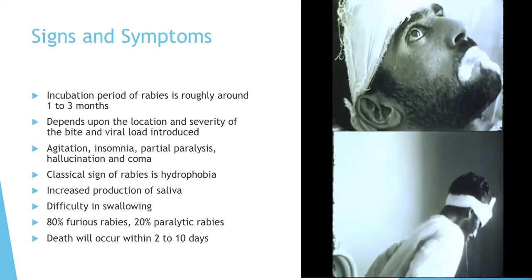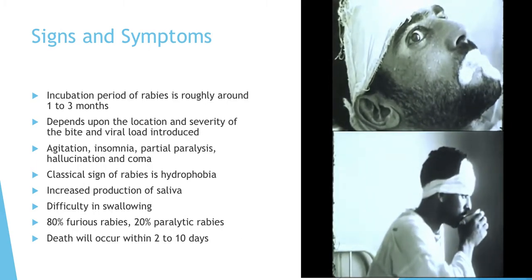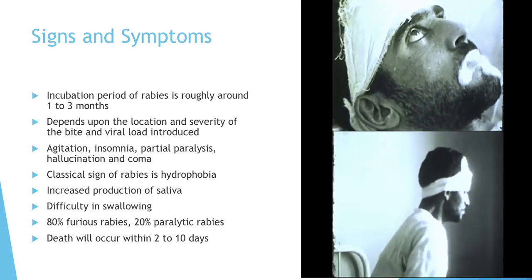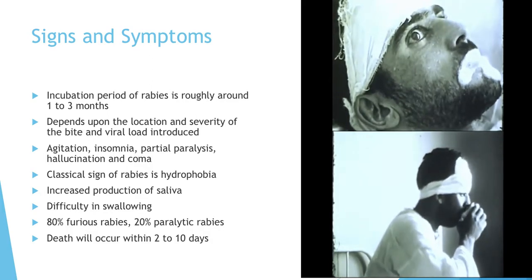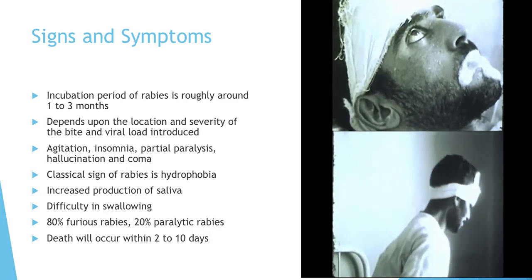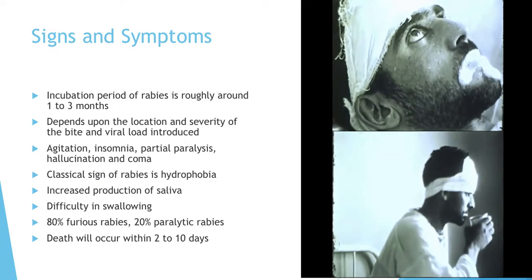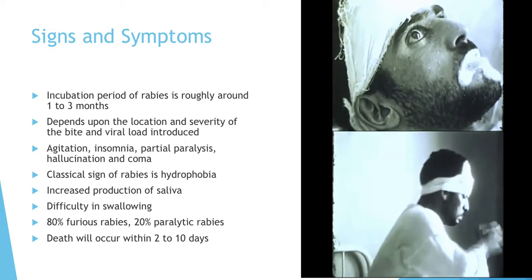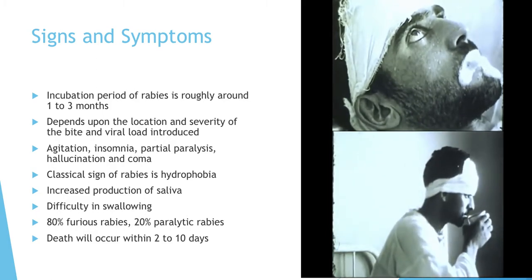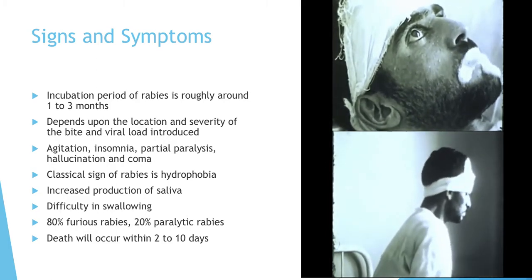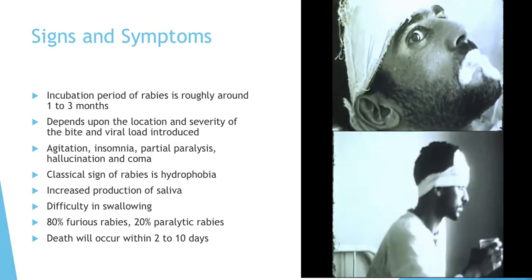The classical sign of rabies is hydrophobia. In the later stages of infection, increased production of saliva is seen and the patient will have difficulty in swallowing and will panic when presented with water. This shows that the virus is being produced and assimilated in the salivary glands and is ready for further transmission through biting.